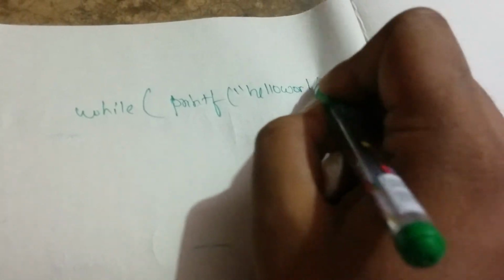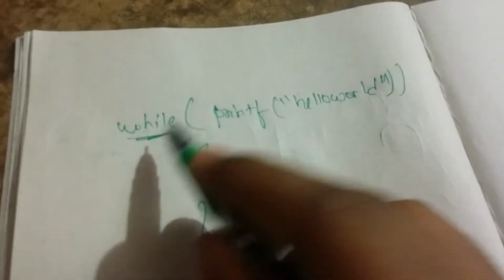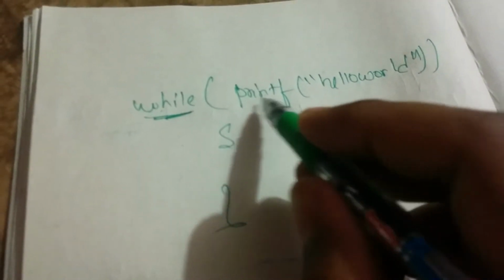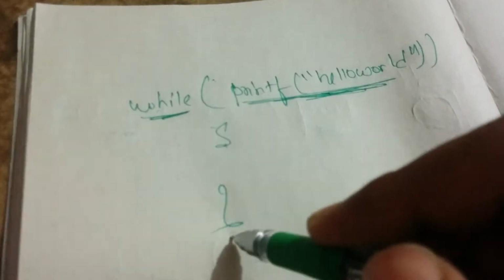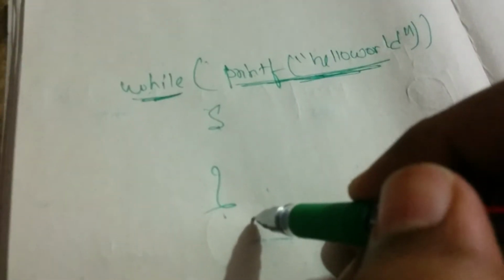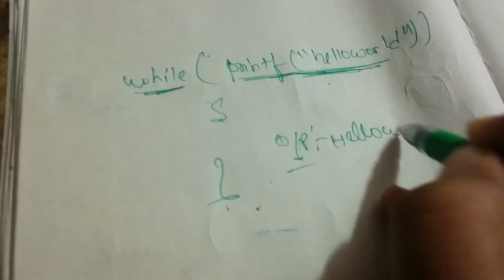Let's write the same logic within while. While printf hello world. The while checks for the condition being true. Any positive value is considered true. It prints hello world and returns the value 10. It is considered true and it enters the block, and we have nothing inside it. So this is how we are printing hello world without using a semicolon.